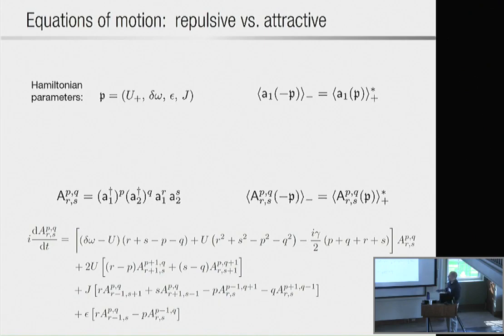There's a big equation that says that for all your operators that you can write in this product form, this symmetry actually holds. So you can calculate all these expectation values for the repulsive system, take the complex conjugate, and you get what you would have found in the attractive case with the inverse sign Hamiltonian parameters.